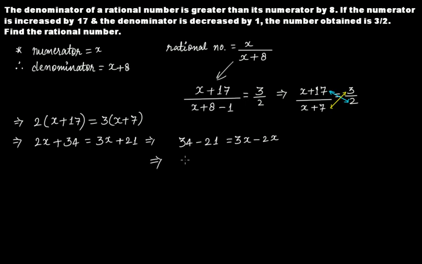This is 13 is equal to x. So your x is actually 13. If your x is 13, then this number is actually 13 by 13 plus 8, which is what? 21. So this is the answer.